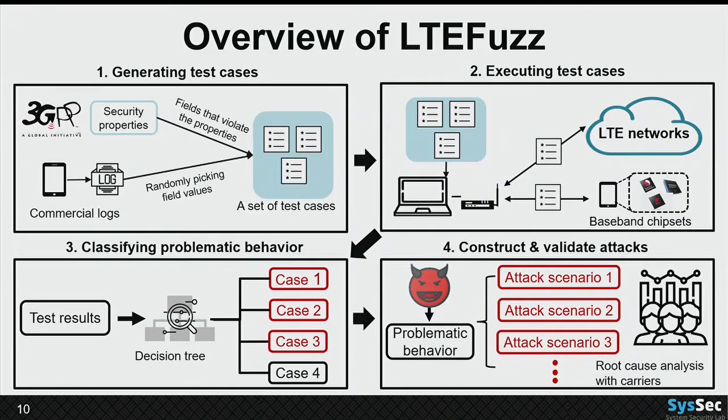This is an overview of our tool named LTEFuzz. It consists of 4 main steps. First, we generate test cases based on LTE specifications and commercial control plane logs. Second, we execute test cases towards both the LTE networks and the baseband chipsets. Third, based on the results of the test cases, we classify problematic behavior. And with this problematic behavior, we construct practical attack scenarios and validate the attacks with the carriers.